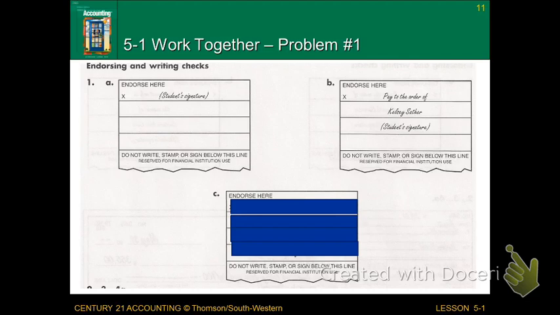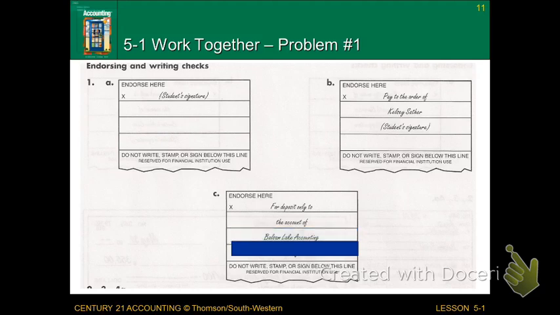And letter C says to write a restrictive endorsement for a deposit to a check for the name of the business of Balsam Lake Accounting. So what you would do on the top line, you write the phrase for deposit only to, just so it wouldn't be cashed instead. And on the second line, the account of. On the third line, you have the name of the business, so Balsam Lake Accounting. So this check would be deposited into that account of Balsam Lake Accounting.